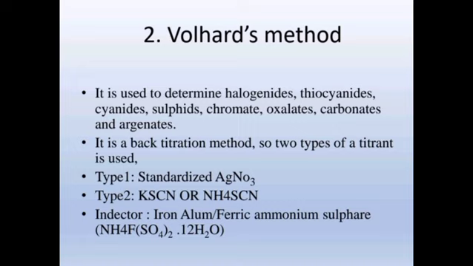Here, type 1 is standardization of AgNO3 by AgNO3 plus NaCl, which gives AgCl plus NaNO3. Type 2 is determination of the analyte, that is KCl. KCl plus AgNO3 gives AgCl plus KNO3 plus excess AgNO3. Next, AgNO3 plus KSCN gives AgSCN plus KNO3.